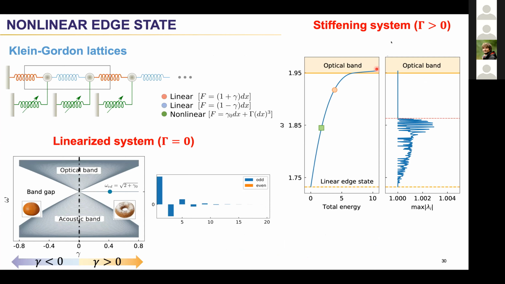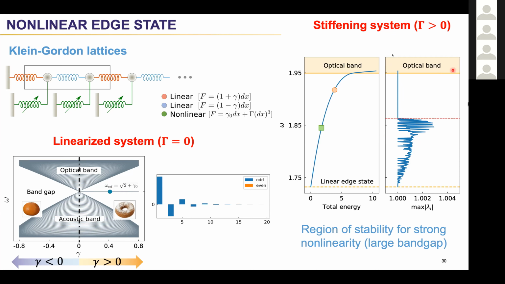But what's interesting is that the stability trends are drastically different. So we have a region of actual stability where high amplitude solutions are linearly stable. Okay, and let me stress that this is a large band gap. So we have a strong nonlinearity in this region, but we are still able to have these linearly stable edge states in the system.